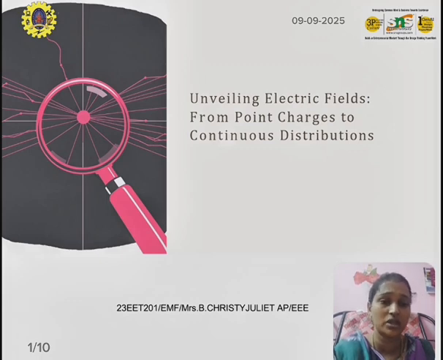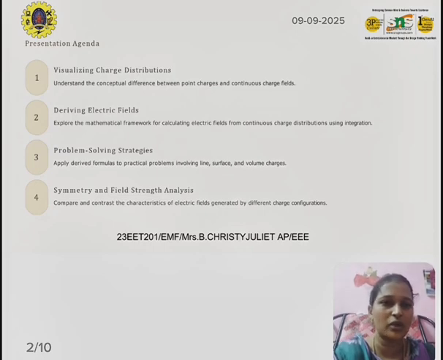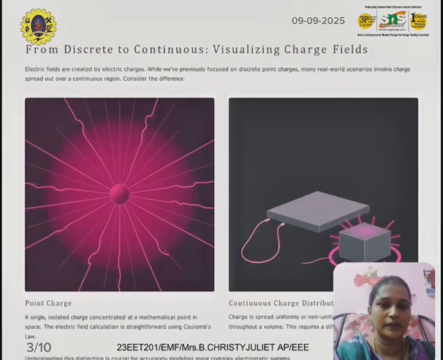So we are very much aware of these types of charge distributions. Now we are going to see how the electric field will be in these kinds of charge distributions. So this is the agenda. We are going to see about the charge distributions and then the electric field, how it is being calculated in these charge distributions, and then we'll have some analysis on this.